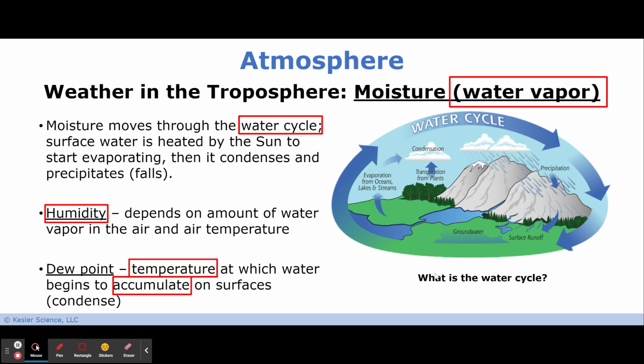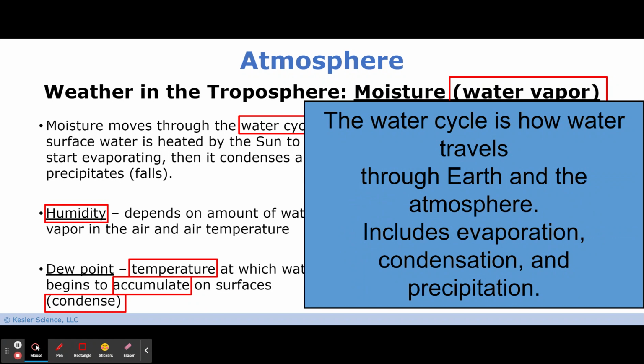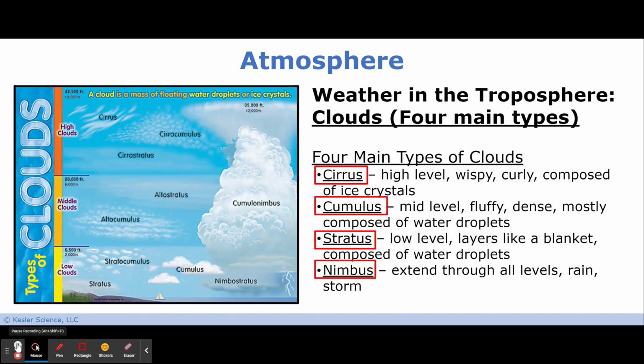The next part is the question, what is the water cycle? You've already learned this, but here you go. Let's put a nice big one here. Copy this down. The water cycle is how water travels through Earth and the atmosphere. It includes evaporation, condensation, and precipitation. Press pause to make sure you have this.